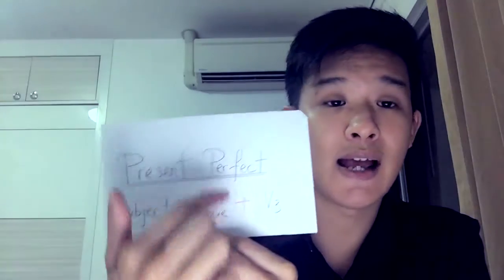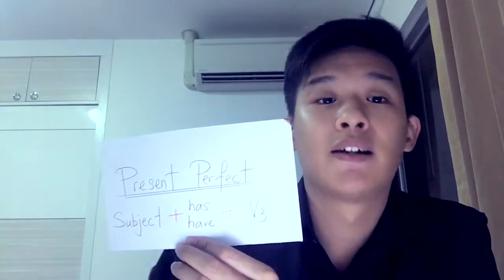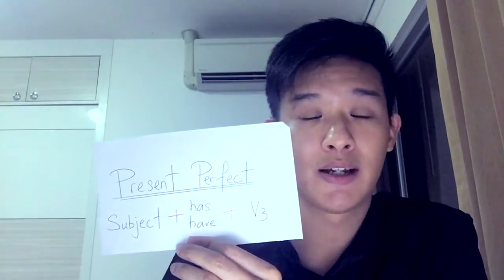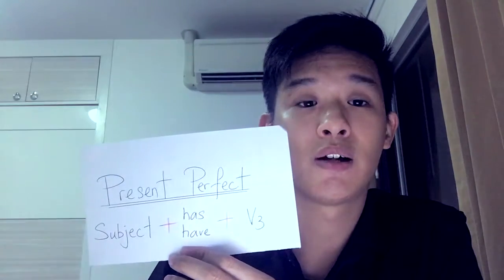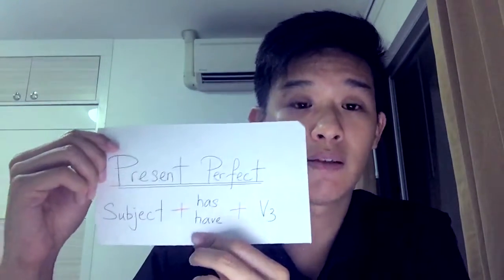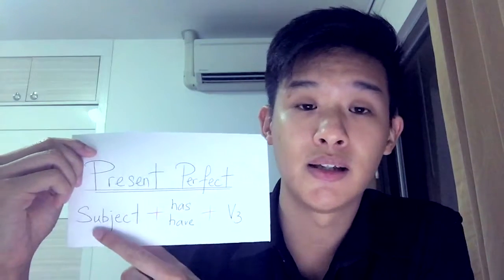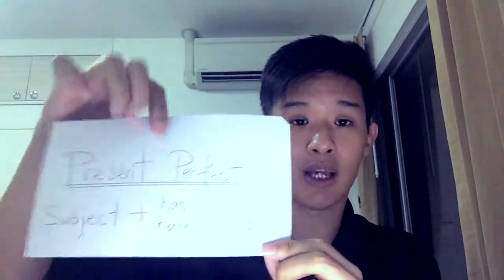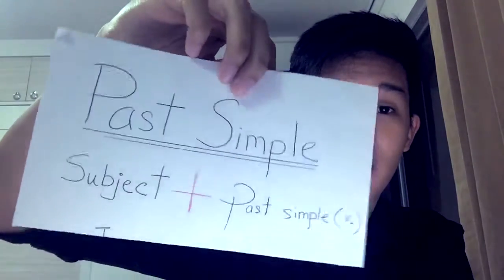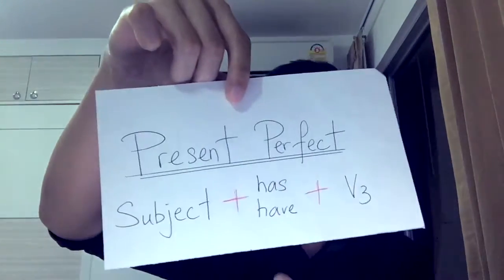But what about has? When do you use has? It's when the subject consists of he, she, or it. He, she, it, then you use has. He has, she has, it has, followed by verb number 3. So these are the formulations. Please write it down. Okay, done. Very good.